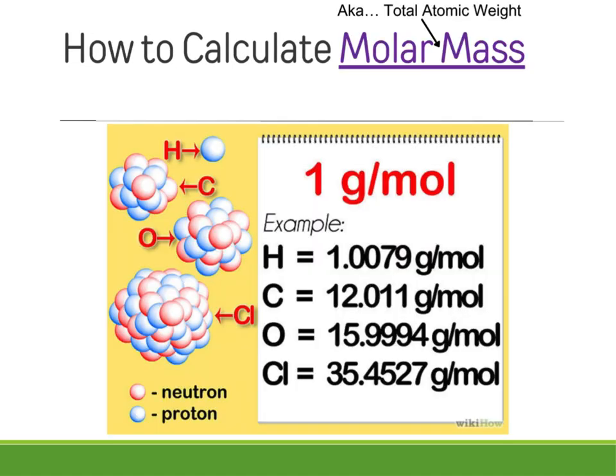If you want to do another example, you can look at how to calculate molar mass here for this example molecule made up of a hydrogen, carbon, oxygen, and chlorine. You just look on the periodic table and get their atomic weight, add it all together, and represent how many of each is present in that particular compound, and you'll get the molar mass, or something known as atomic weight, for that compound.